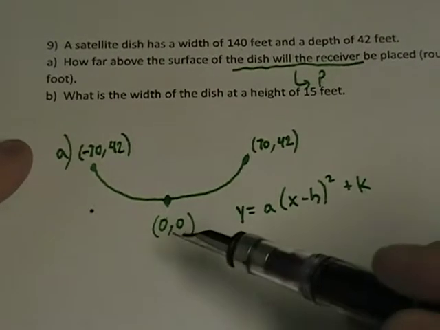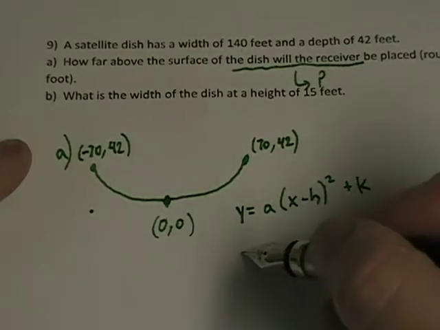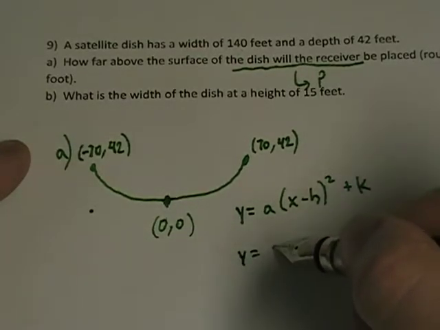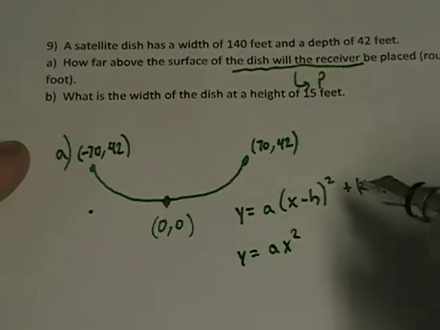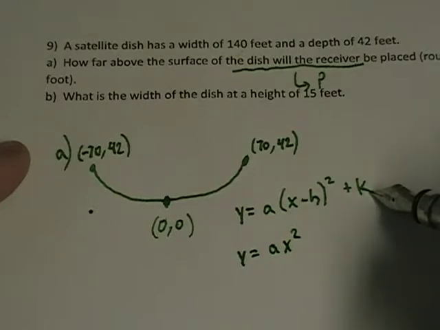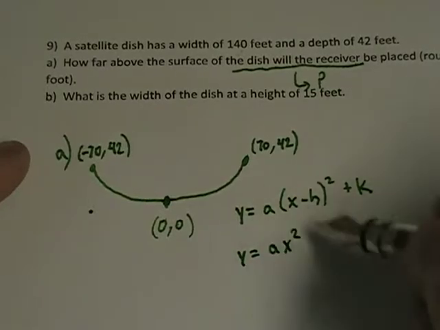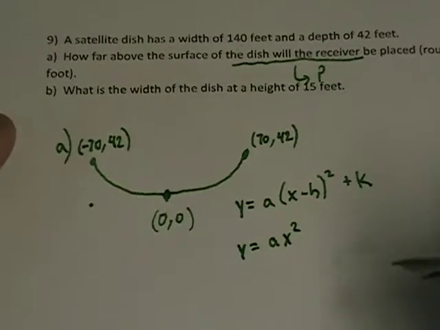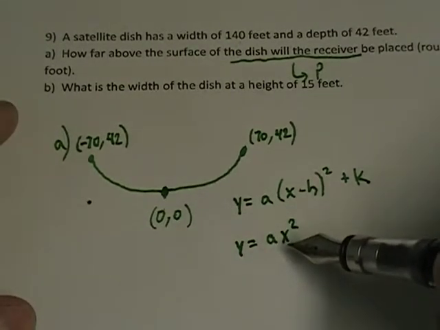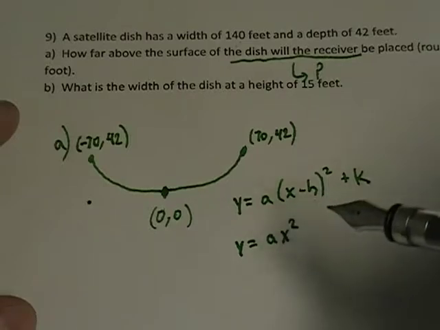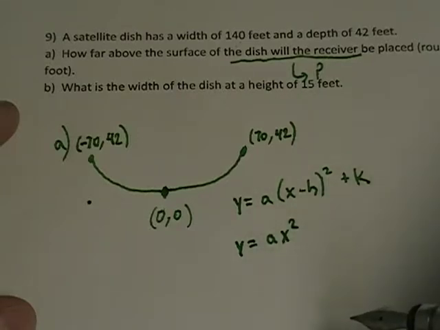So because this is 0, 0, y equals a, and x minus 0 just becomes x squared, and k is 0. So ta-da, y equals x squared, with an a factor. Well, I need to find the value of a. How do I do that?